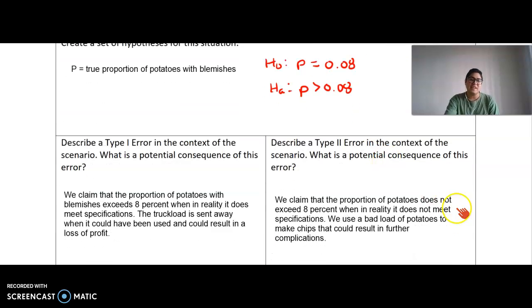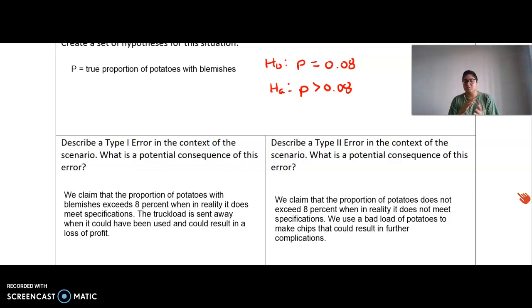And so what does that look like? It looks a little something like this. We claim that the proportion of potatoes with blemishes exceeds 8%, when in reality, it does meet the specifications. The truckload is sent away and it could have been used, and that could result in a loss of profit. Now, in the other circumstance, we claim that the proportion does not exceed 8%, when in reality it does. And now we're going to use a bad load of potatoes to make chips, and this could result in further complications.